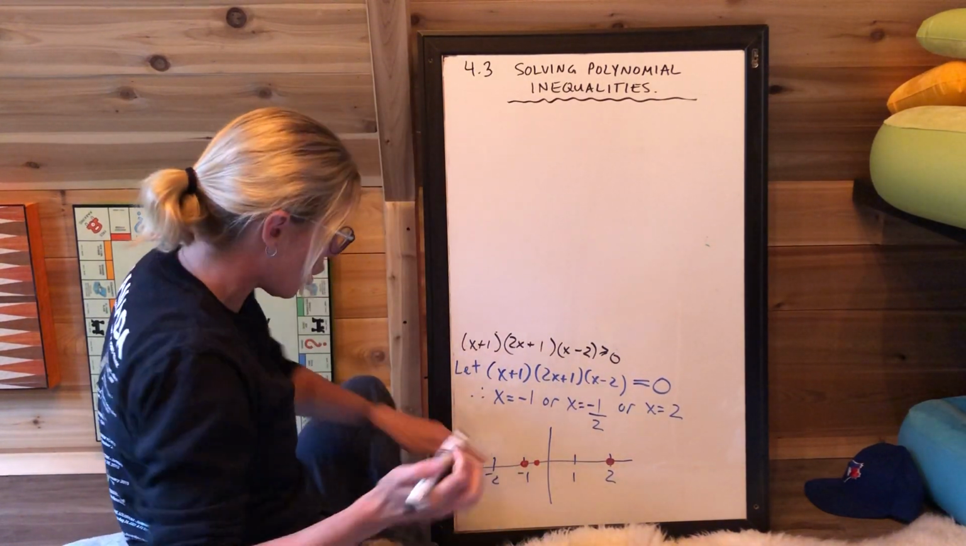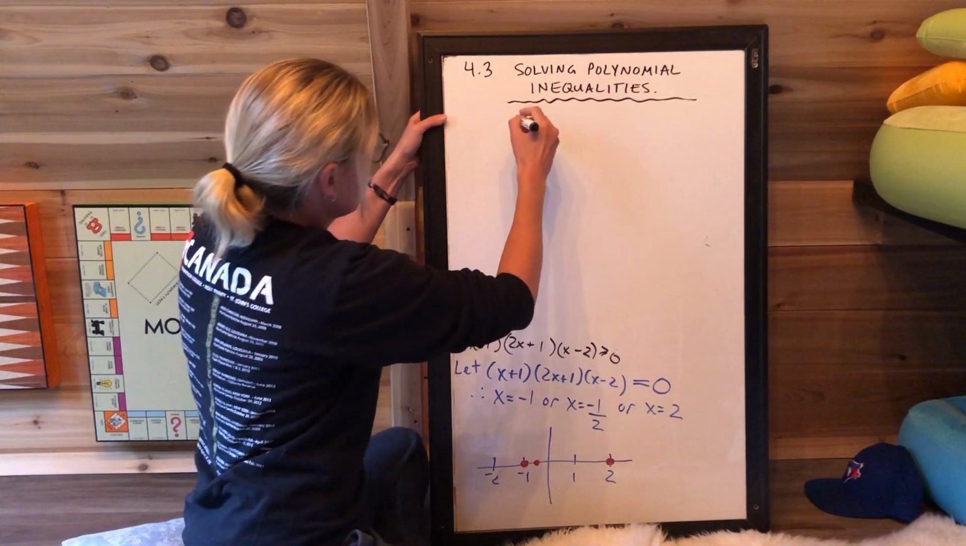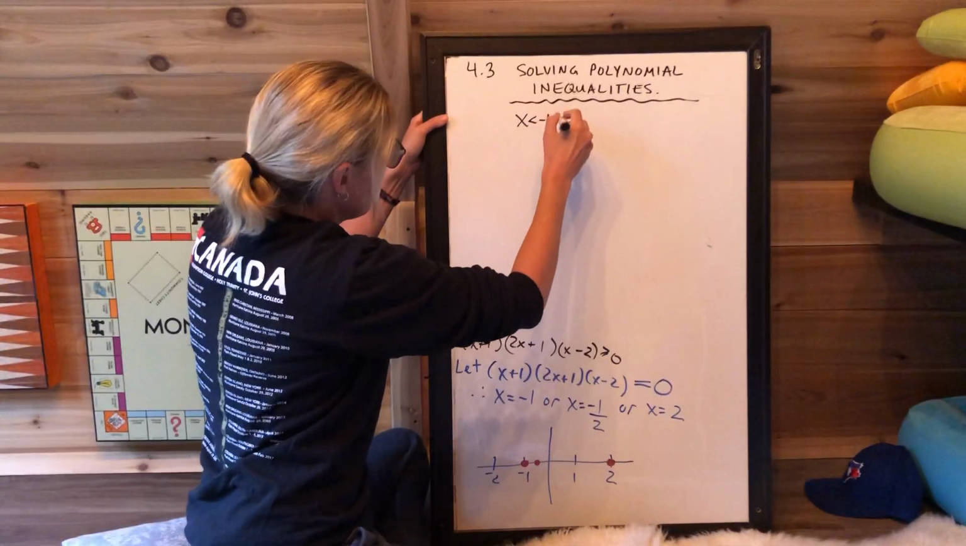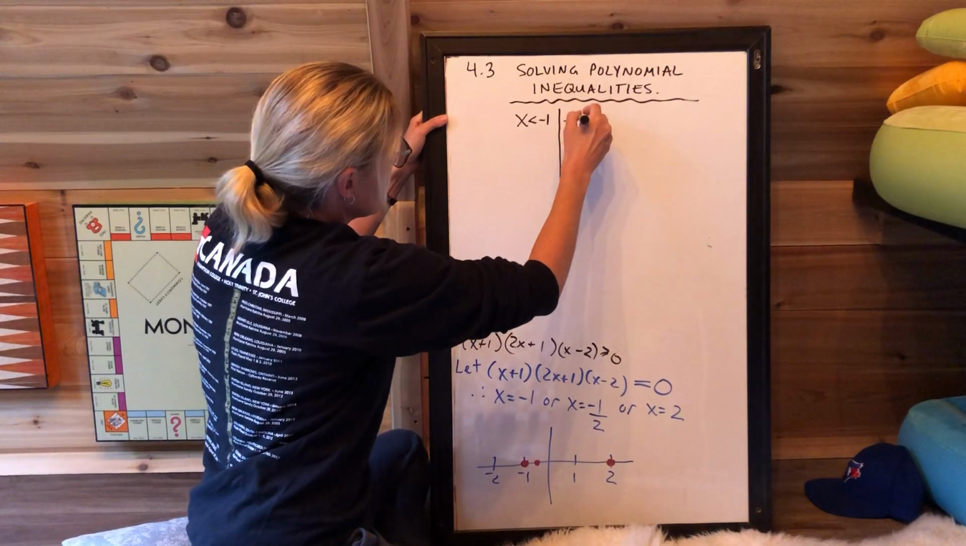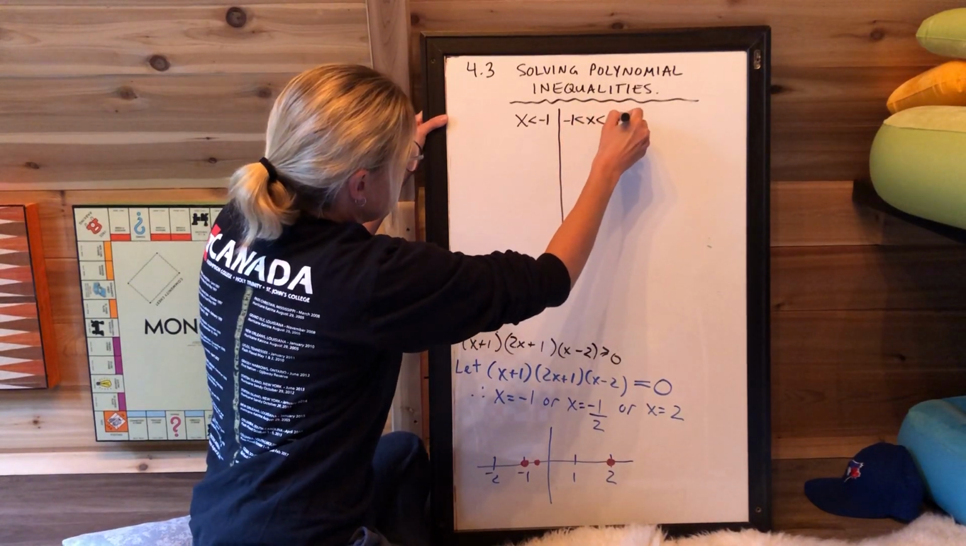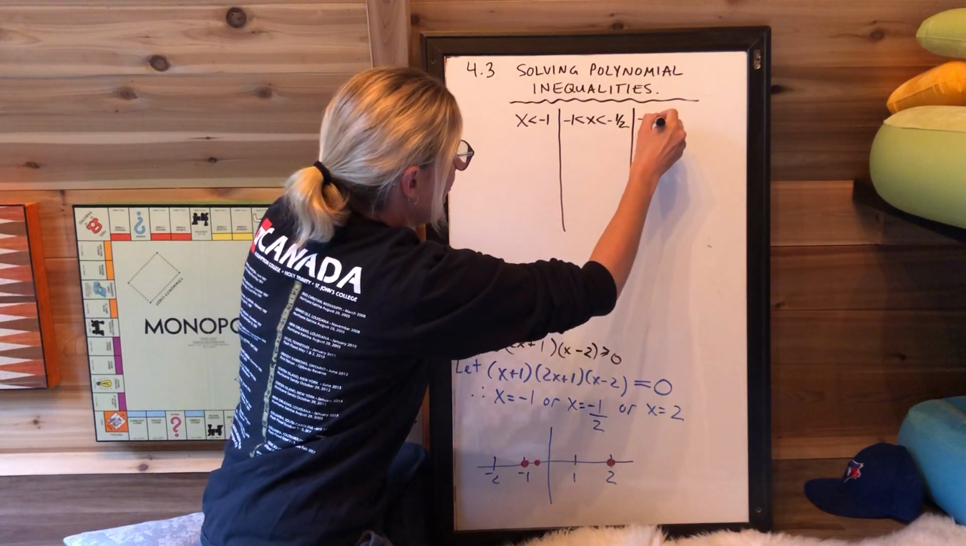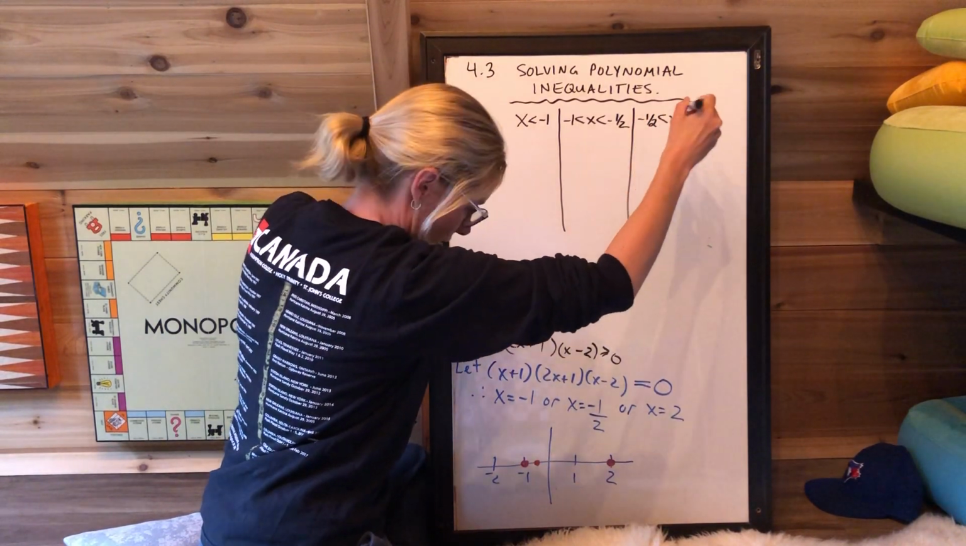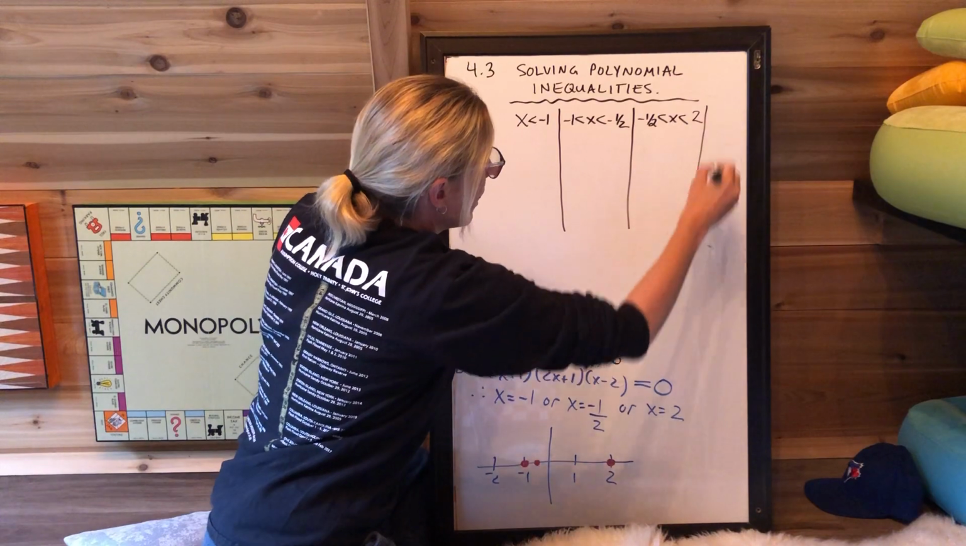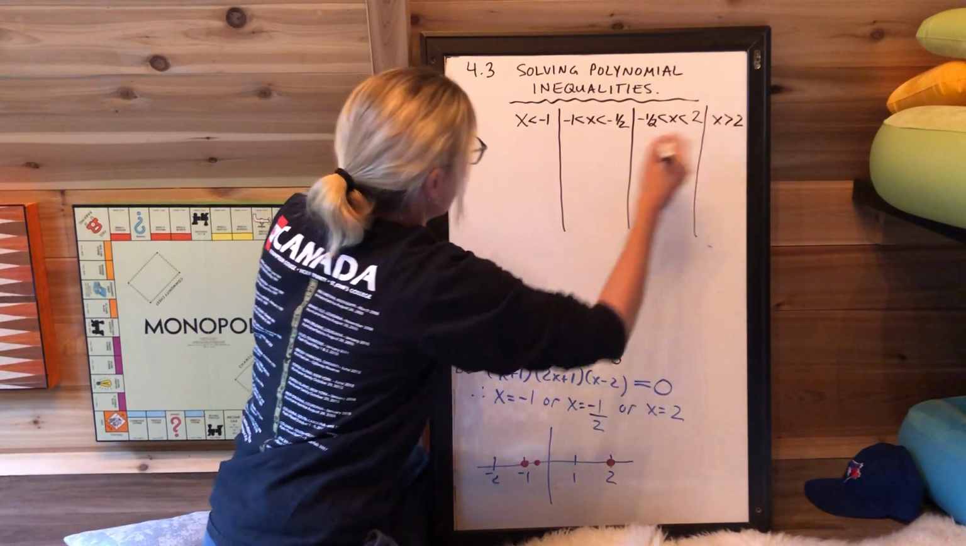So when we set up the chart, we again have to look at these values. So x is less than -1. That's the first part. Between -1 and -1/2. Between -1/2 and 2. And then x greater than 2. 4 different intervals.